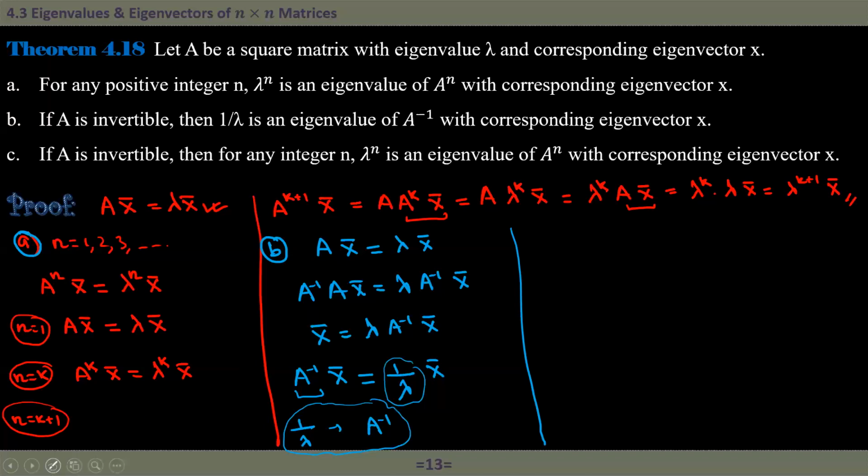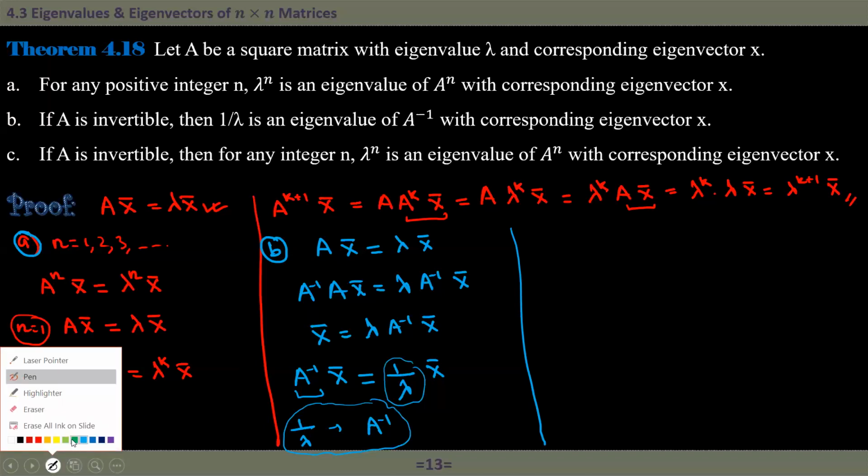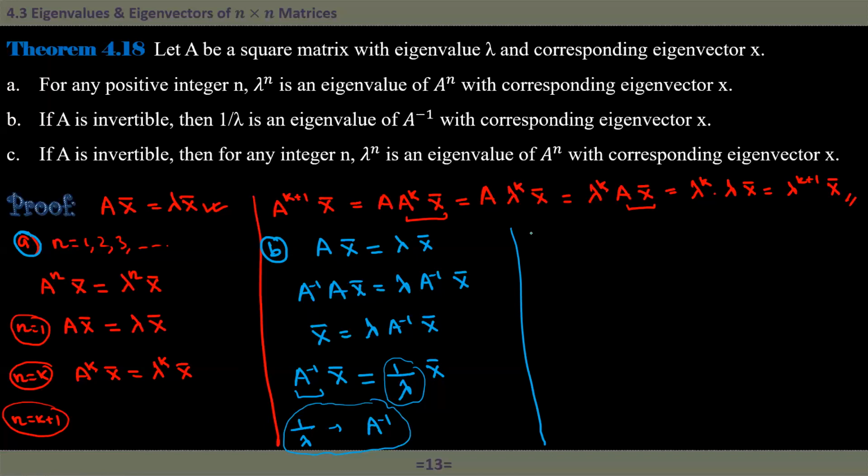Let me just use another color, green. Okay, third part. So we have to show that the eigenvalue of A to the power of n is just lambda to the power of n. When n is positive, we have no problem. So the first case is, how about if n equals 0? If n equals 0, here we have A to the power 0 times vector x, and here we have lambda to the power of 0, right?